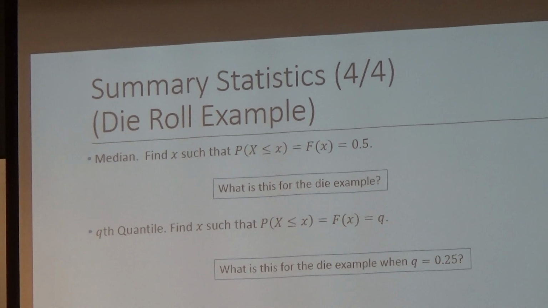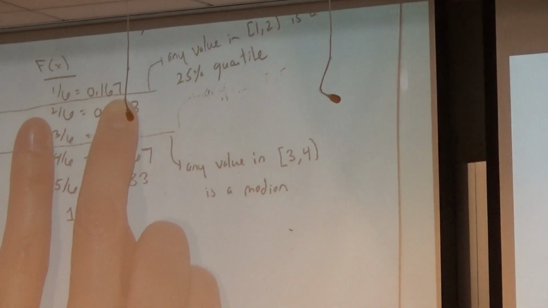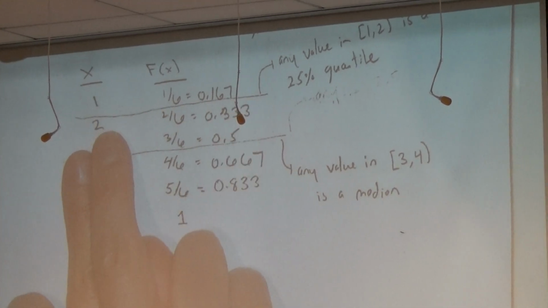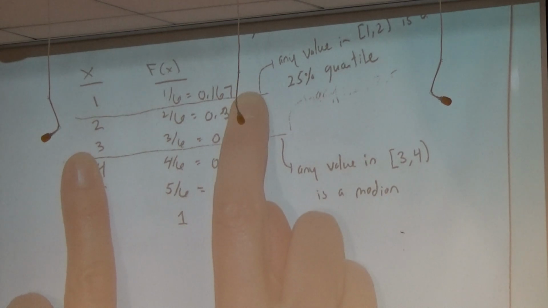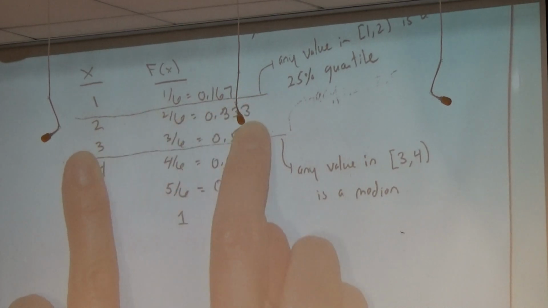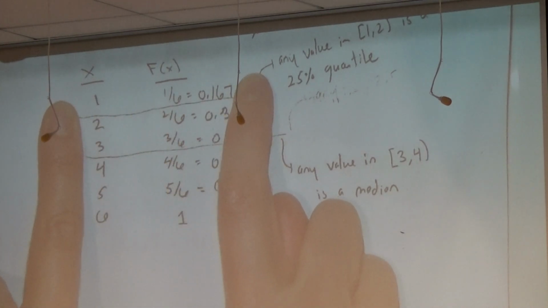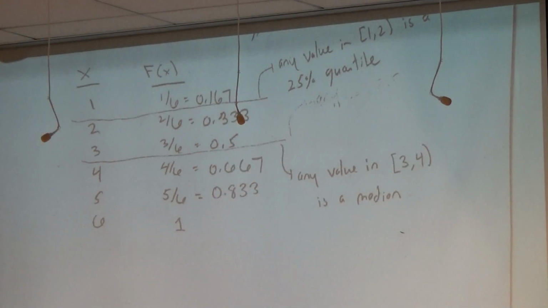I said I want to know a number so that 25% of the time I roll a number less than that. So 1 here, 1/6 is 0.167. So the probability I roll a number 1 or less is 0.167. The probability I roll a number 2 or less is 0.33. 0.25 is in between these two. So 2 is too much, it's going to give me something more than 25%. 1 is 0.167, and anything in between 1 and 2 is going to work. Okay.